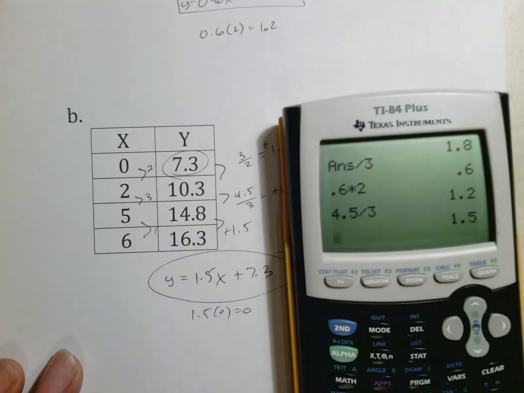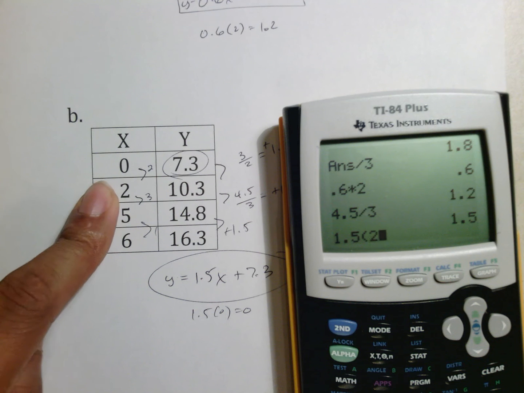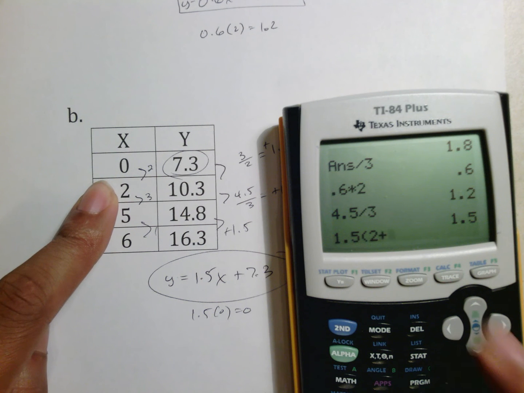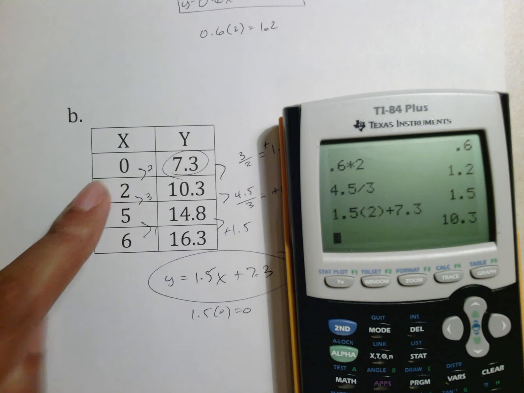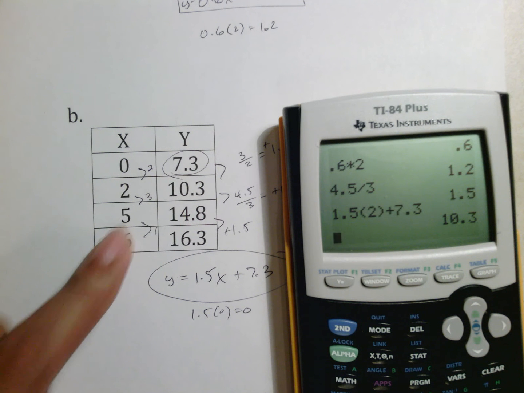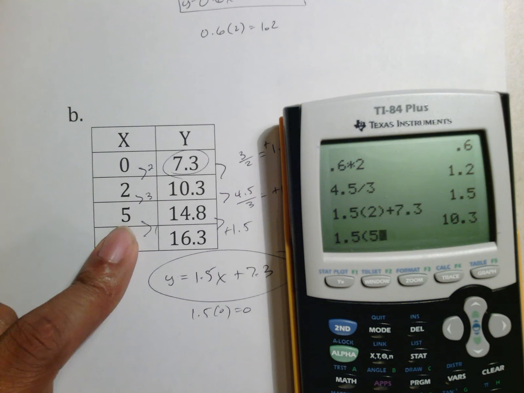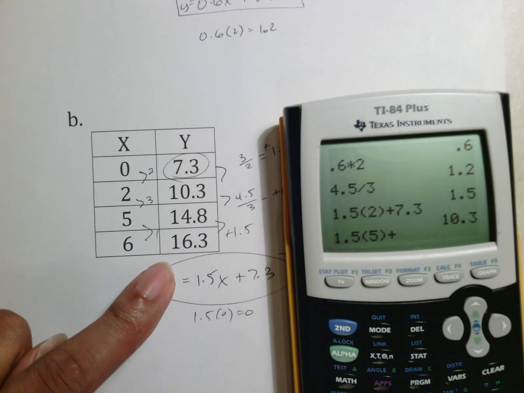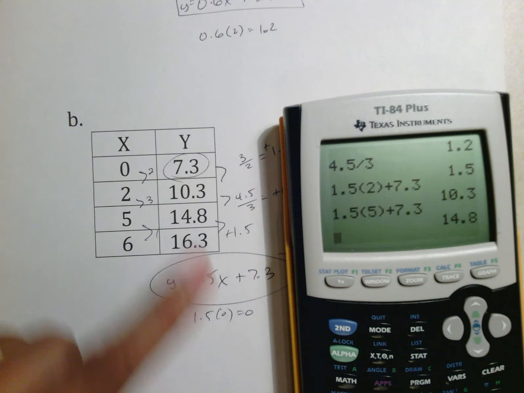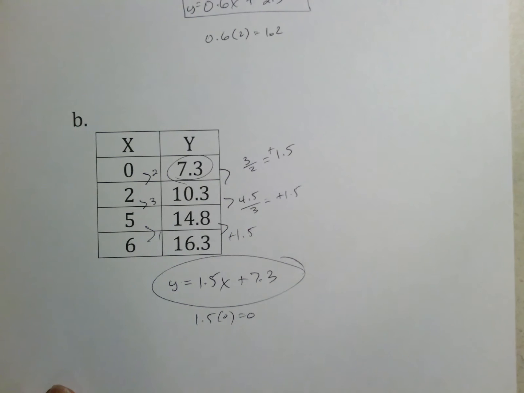Again, if you tested that out, 1.5 times 2, plus, I'm sorry, give me a parentheses, plus 7.3 gives me my 10.3. You can do the same thing with the other one. I'll do one more just to verify. 1.5 times 5 plus 7.3 gives me the 14.8, so it still works.